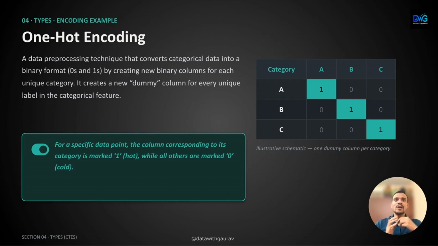Notice what happened here. Only the column corresponding to the actual category is assigned 1, often called hot, while all the remaining columns are assigned 0 or cold. So that is why the technique is called one hot encoding. Exactly one column is hot for each observation. The biggest advantage of this approach is that it does not introduce any artificial ordering between categories. Every category is treated as completely independent, making it a safe and effective encoding method for all nominal categorical variables. That's why one hot encoding is one of the most commonly used techniques while preparing categorical data for machine learning models.